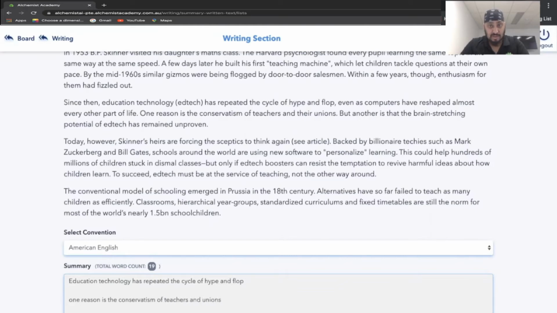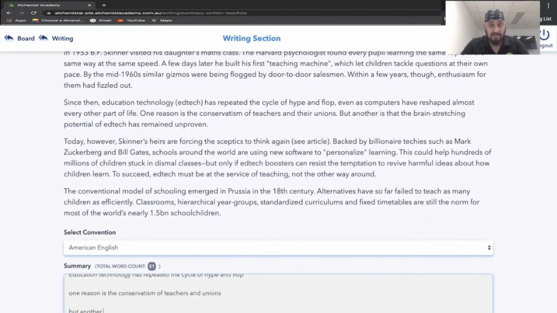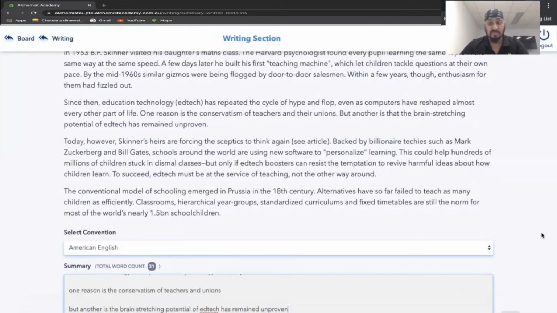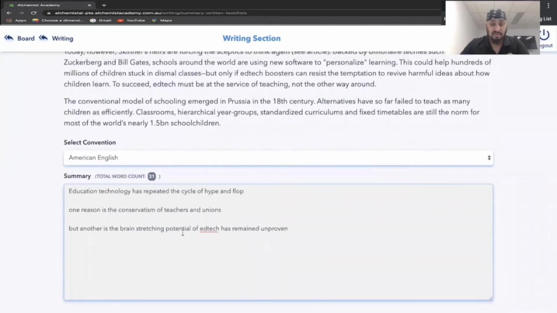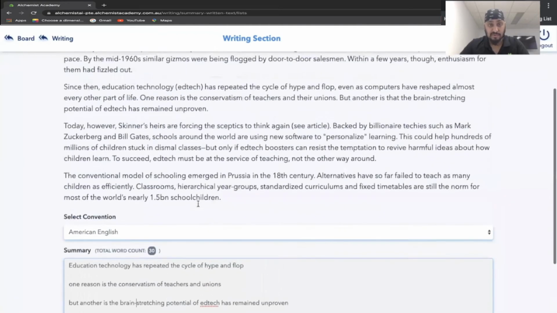Okay, and let's just write over here, but another is the brain stretching potential of edtech has remained unproven. Okay, now if you look at this, what I've done over here is, in a very simple note, I'm just making note of sentences that I feel would be important. So brain stretching is a hyphenated word because that's what is given in the question.